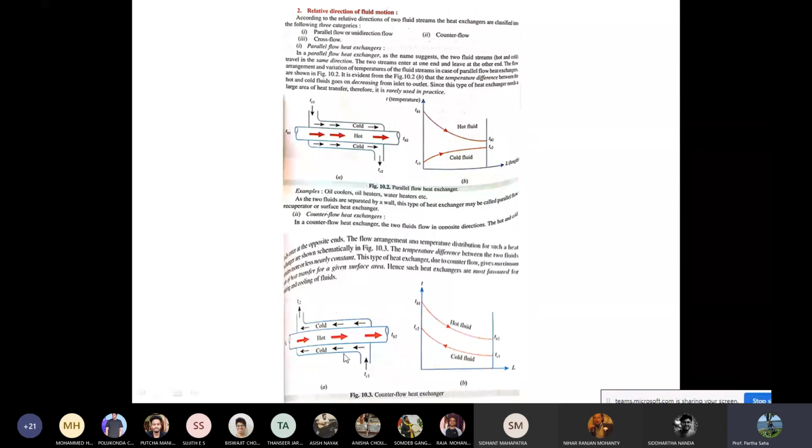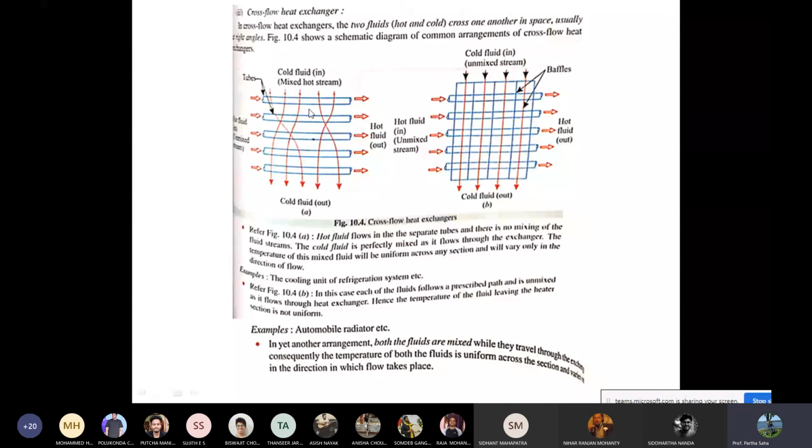With more surface area, you can have a much higher exchange of heat. So that's why a counterflow heat exchanger is much more economical. There is another type of heat exchanger known as the cross flow heat exchanger. As you can see, in a cross flow heat exchanger, the two fluids, hot and cold, cross one another in space, usually at right angles.